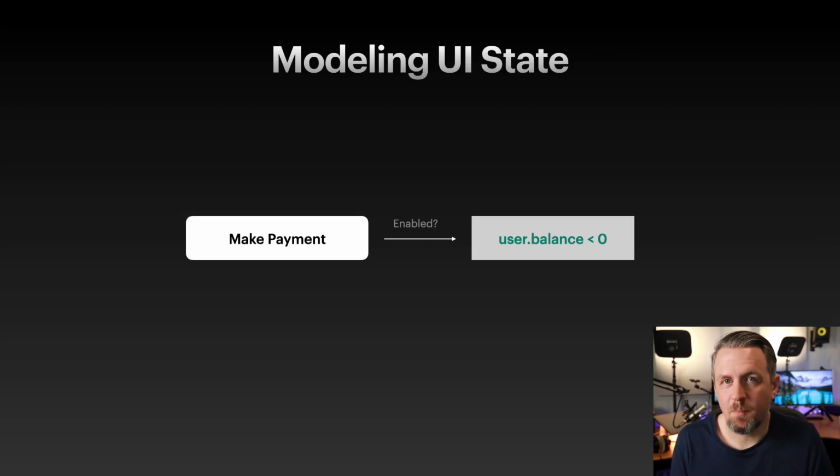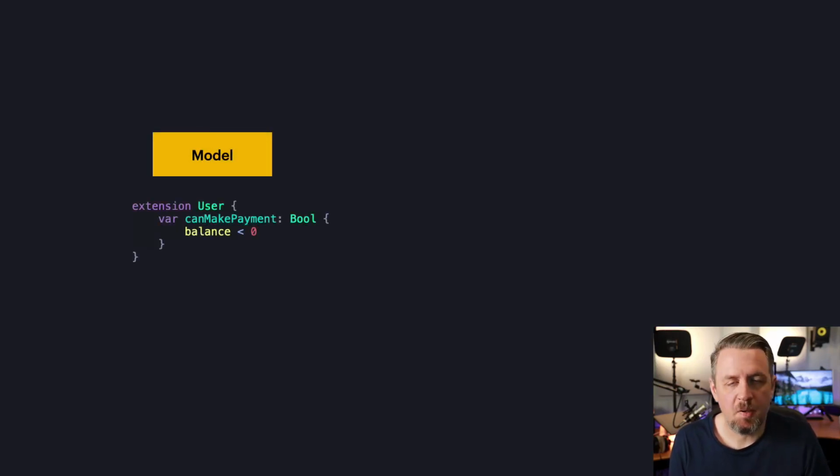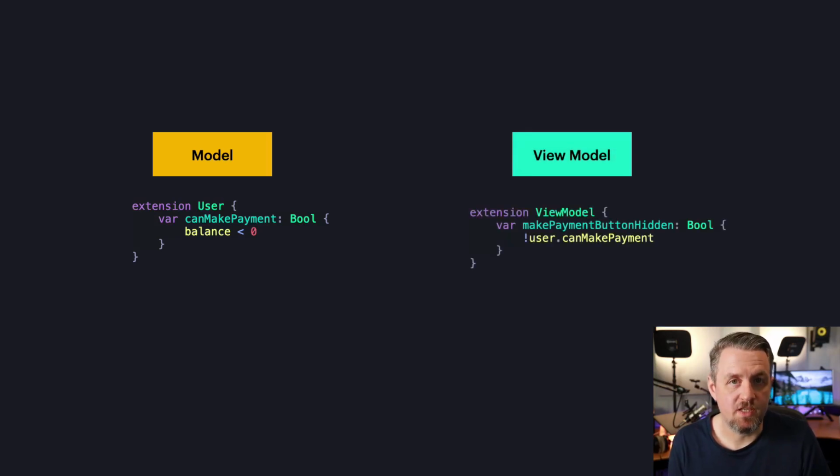Next, let's talk about modeling UI state. Imagine we have this make payment button, and this should only be enabled if the user's balance is negative. So we'll start by updating our model. The canMakePayments property is a Boolean computed property that checks to see if the balance is negative. Then we can update our view model to contain something that's UI specific about making the payments button enabled.